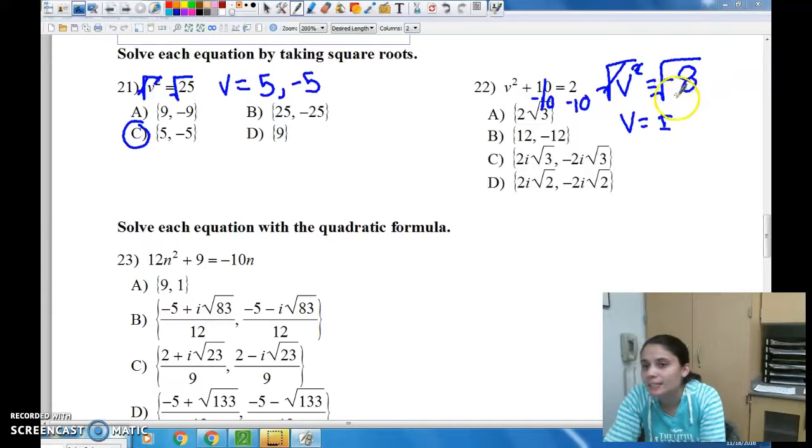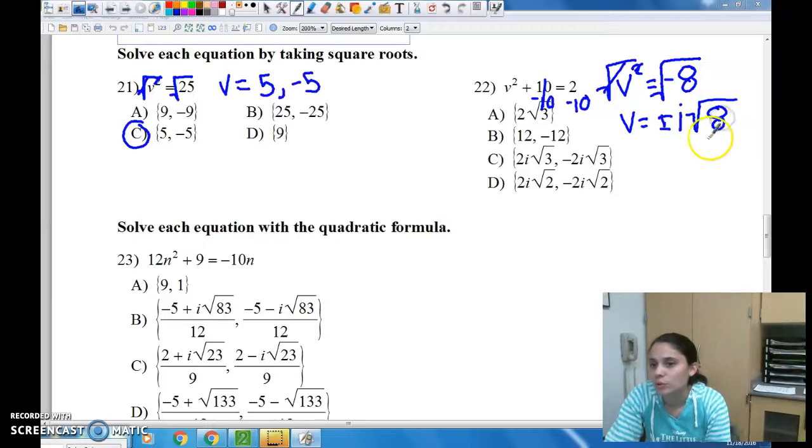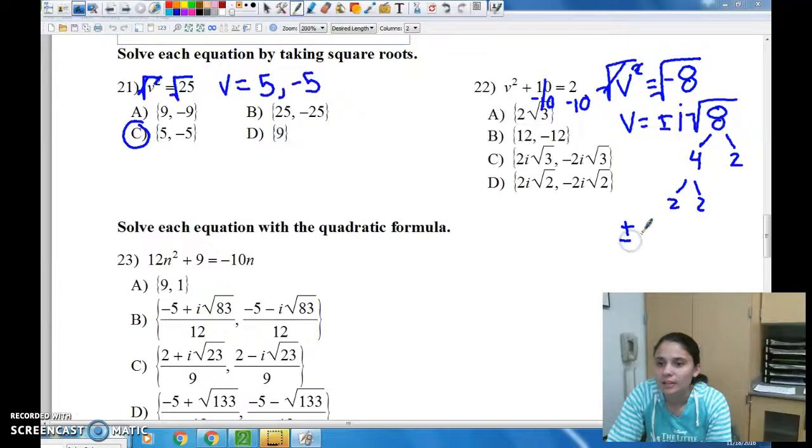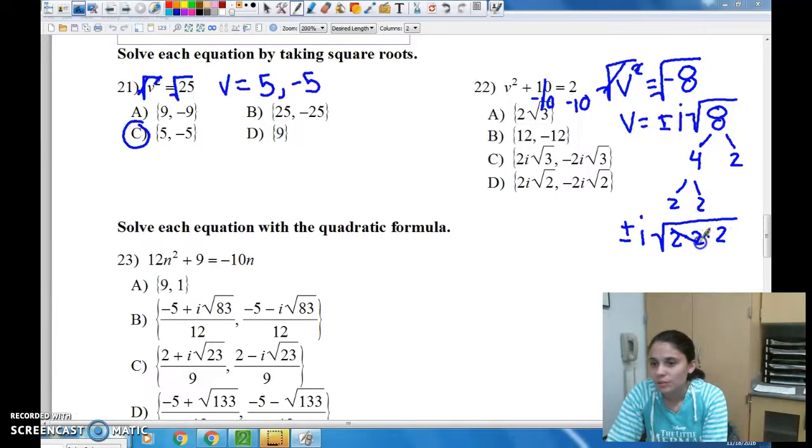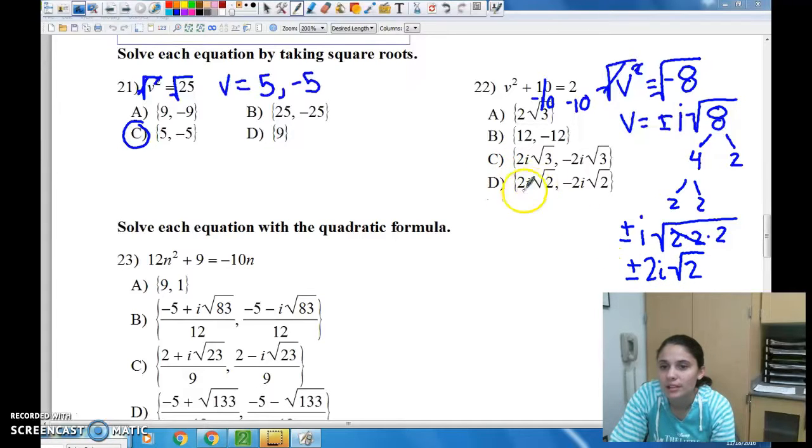Because this is a negative here, I know I'm going to have an i, and then I need to figure out what the square root of 8 is. If I break this down, 8 is 4 times 2, and 4 is 2 times 2. So I have plus or minus i, and then the square root of 2 times 2 times 2. Because I have two 2's, I can pull out a 2. So now I have plus or minus 2i, and all that's left under the radical is a 2. So that is right here: the positive 2i root 2 and the negative 2i root 2.